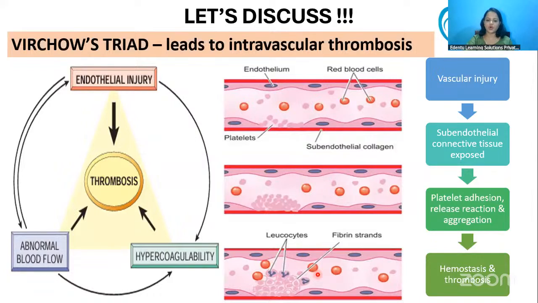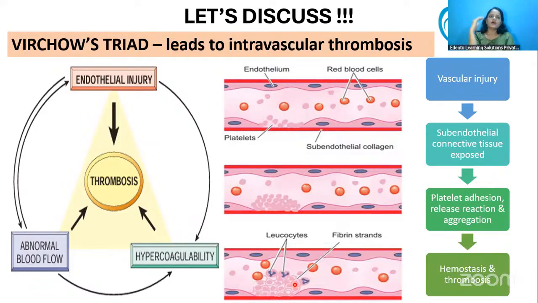This thrombus is formed by the constituents of the blood itself. That is, from the blood cells or from the blood components only, this mass is getting formed inside the blood vessel. So this is called a thrombus, and this process is called thrombosis.